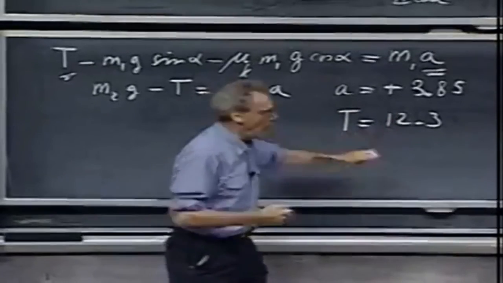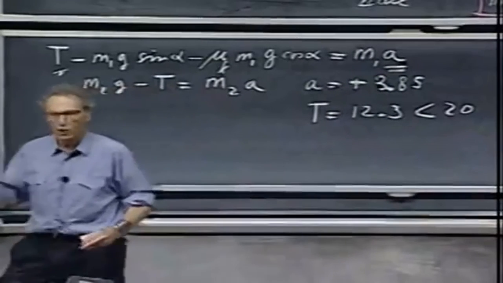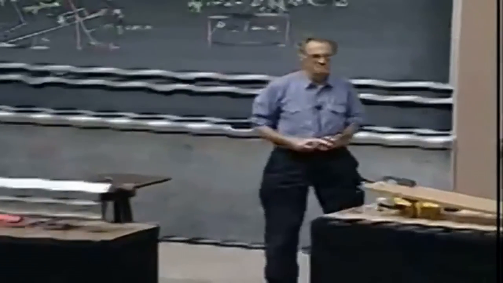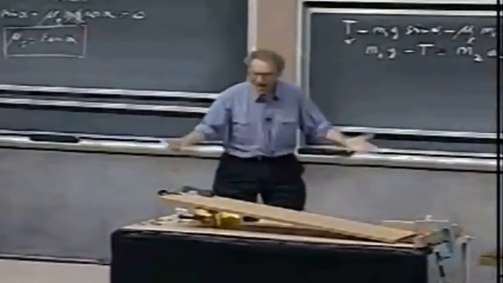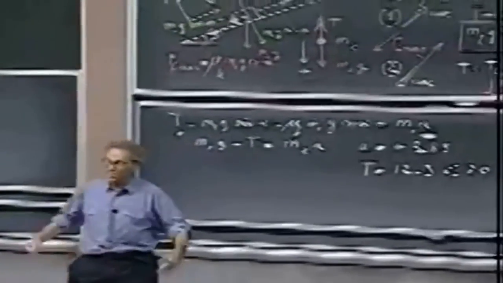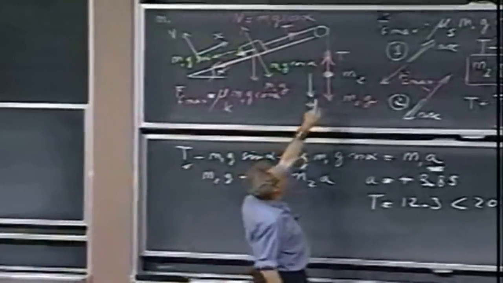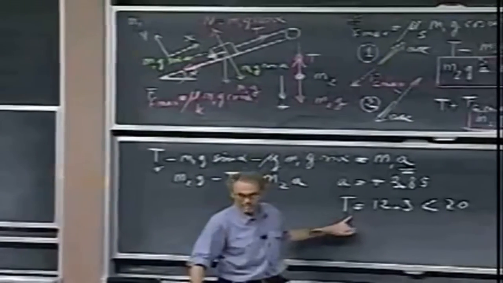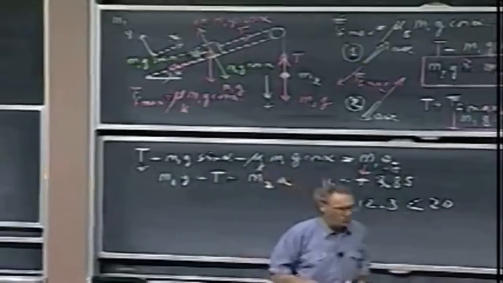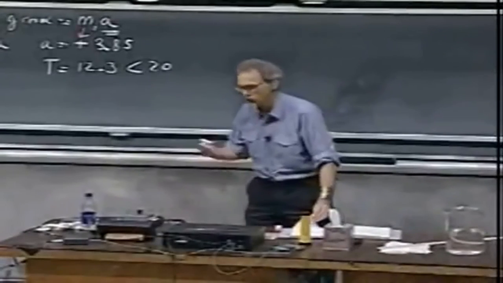I also want this number to be less than 20. If not, I've made a mistake. Why does that number have to be less than 20? Exactly. This object is going down. To put it the way we put it last time, it lost weight. It's accelerated downwards. This m2g, which is 20, better wins it from T, otherwise it would never be accelerated down. So this plus sign is a must, and this is a must. And if you find not a plus sign but a minus sign, you have to go back to your calculation because you've made a mistake.